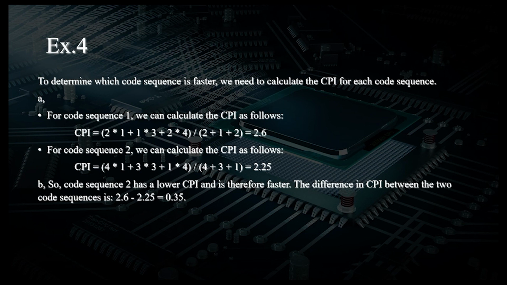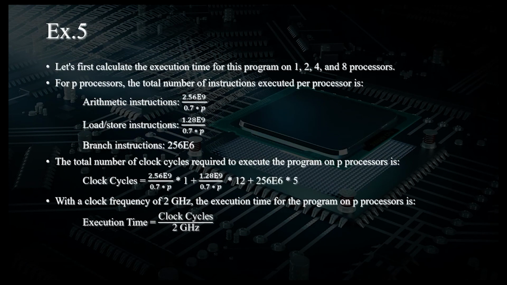In the same way for code sequence 2, the CPI is 2.25. Then we have the results for the two different code sequences, so we can compare them, and we can see the difference in CPI between the two code sequences is about 0.25.